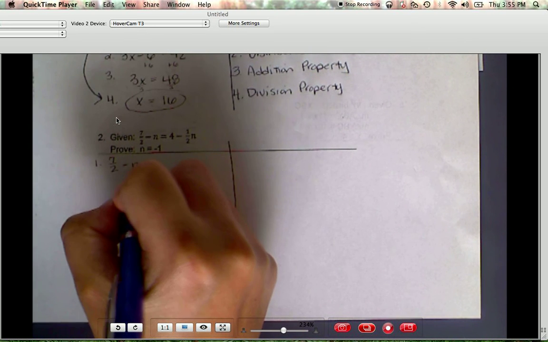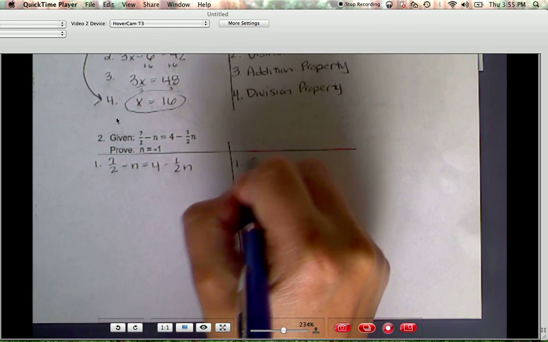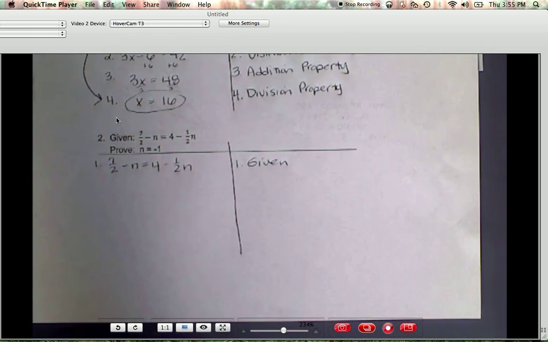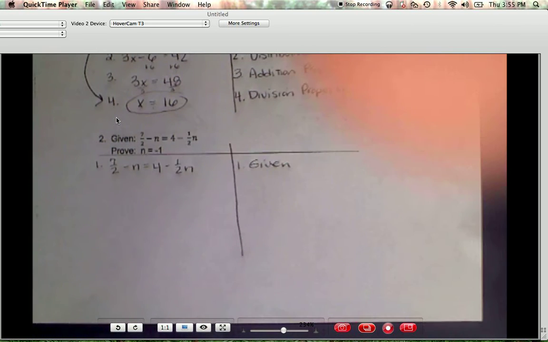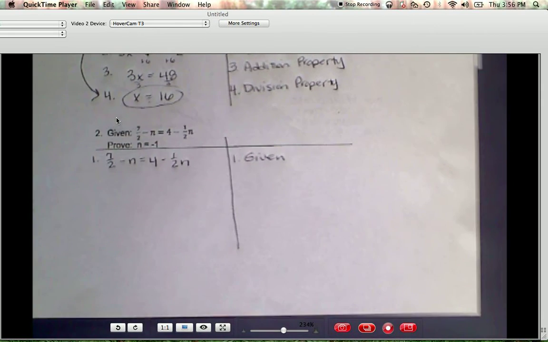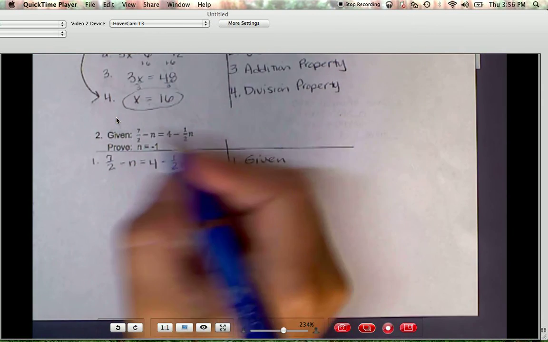7 halves minus n equals 4 minus 1/2 n. That's our given. All right. Now, if we multiply the whole entire equation by something, we could get rid of all the fractions in the first step. What is it that we're going to multiply the whole entire equation by to get rid of all those fractions? 2. Yes, we can multiply everything by 2.